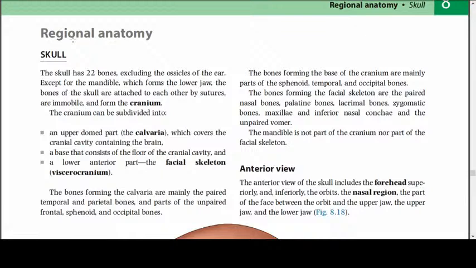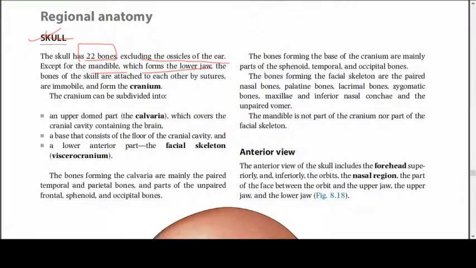So we move on to the regional anatomy of the skull. This is the skull. The skull has 22 bones, excluding the ossicles of the ear. Except for the mandible, which forms the lower jaw, the bones of the skull are attached to each other by sutures, are immobile, and form the cranium.